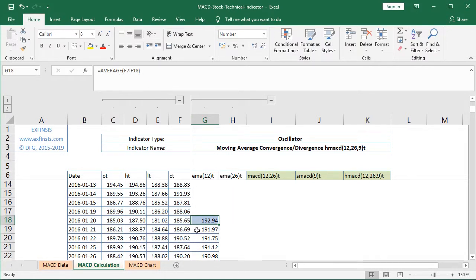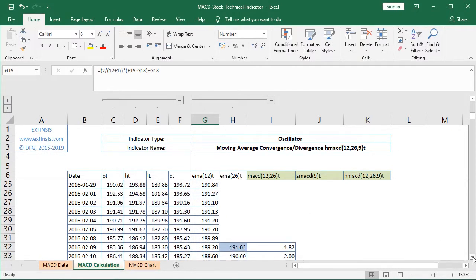From the following row onwards, we see the calculation as follows at G19. It is equal to 2 divided by 12 plus 1, and then we multiply that by F19, which is the current period close price, minus G18, the previous period's exponential moving average, and to that result we add G18, the previous period's exponential moving average. Then we calculate at column H the long-term smoothing.